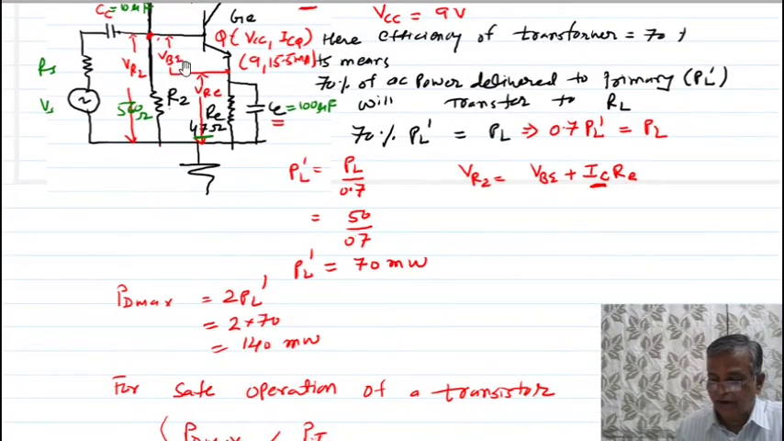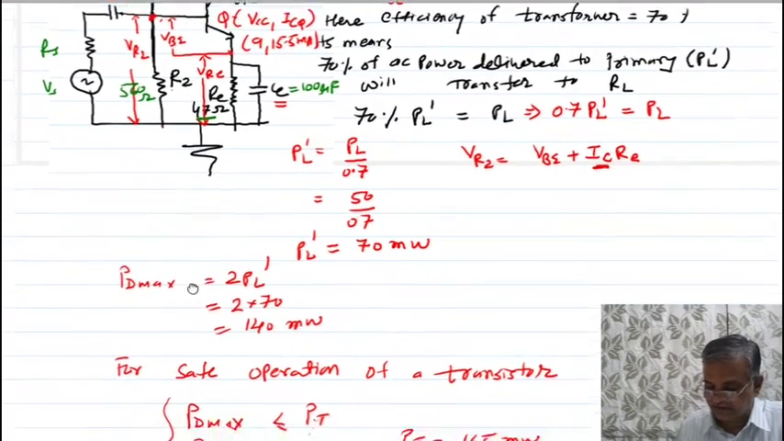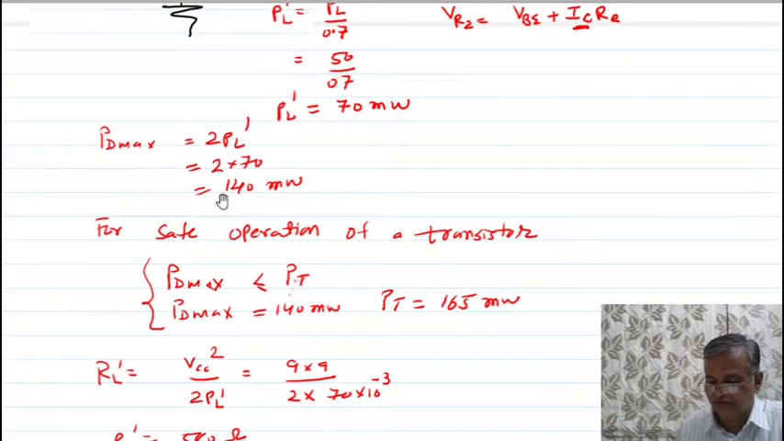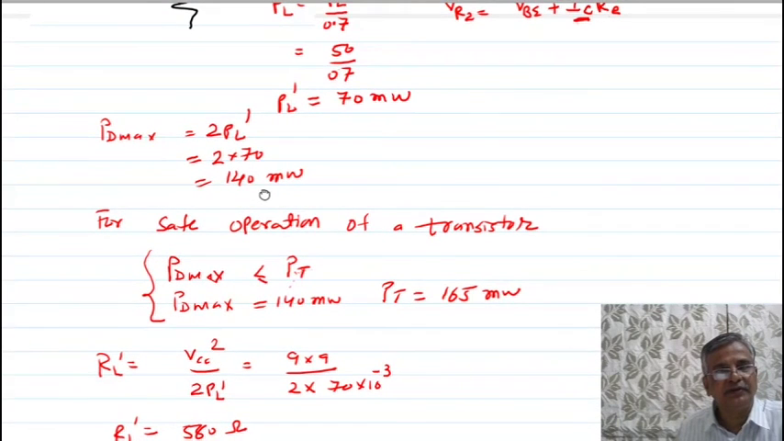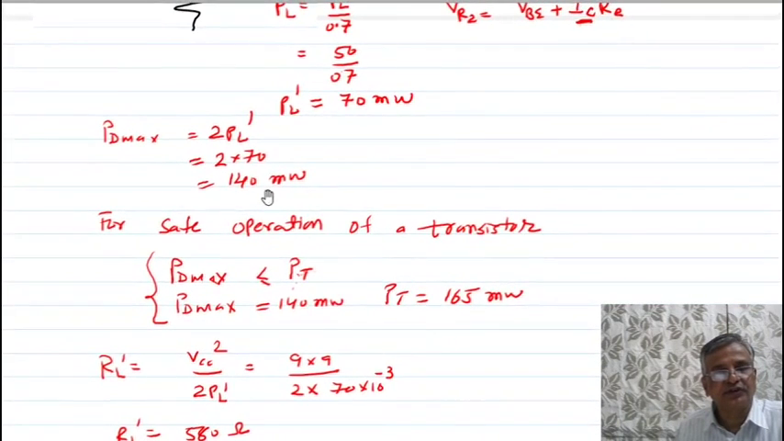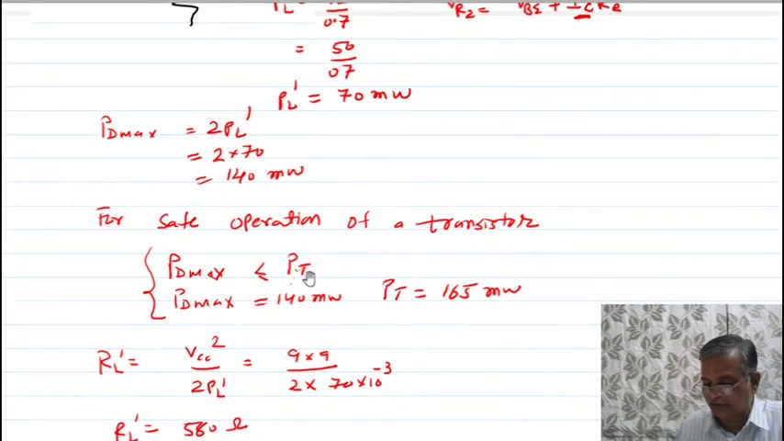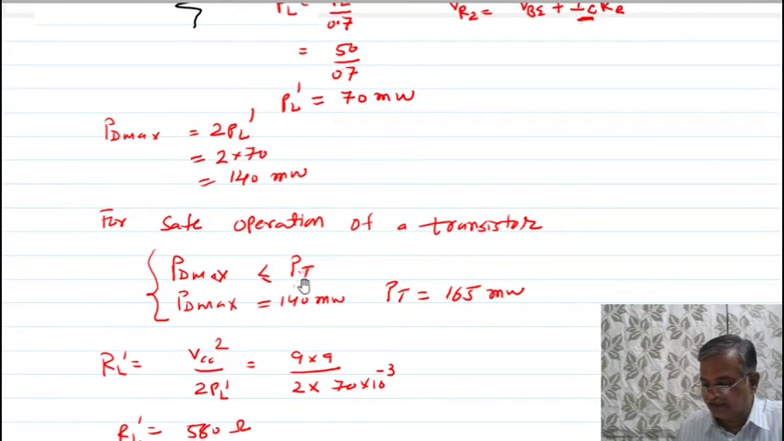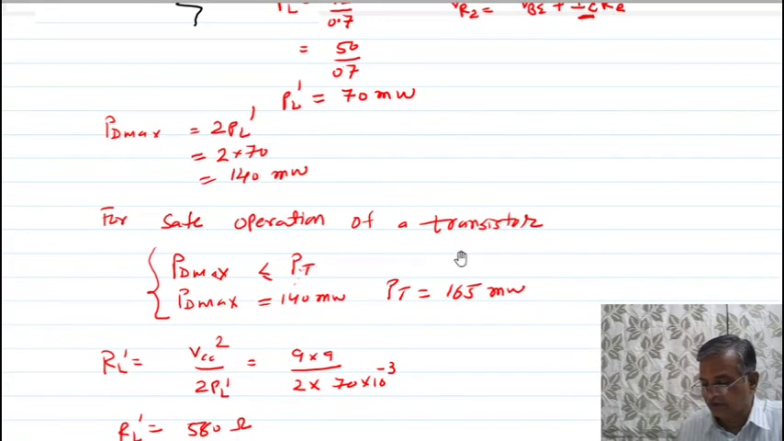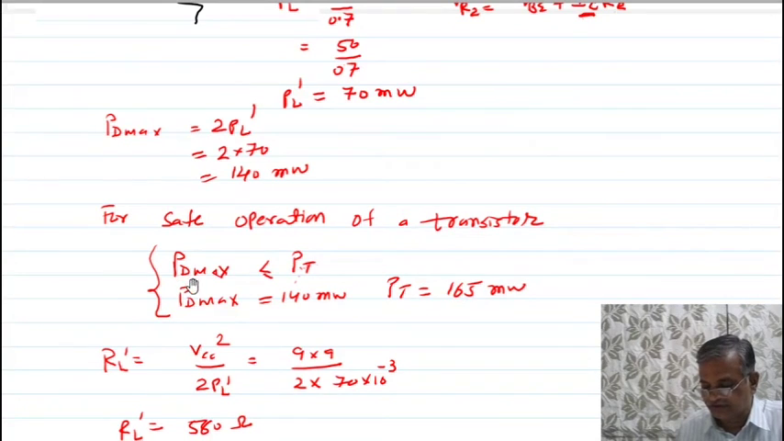Now, how much maximum power is dissipated in the transistor in quiescent condition? According to this equation, how much? 140 milliwatt. So you have to check whether your transistor is operated in the safe region or not. This is checked this way: PD max should be less than or equal to PT. PT of the transistor, how much have they given? 165. So this is less, so your transistor is operating in the safe region.